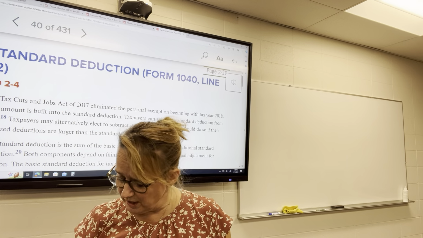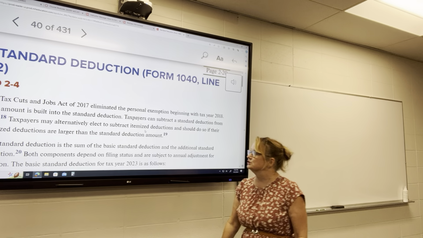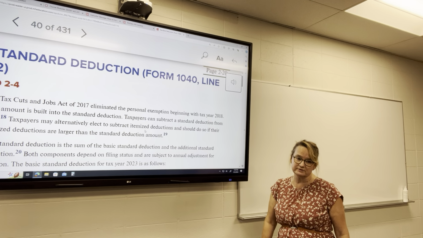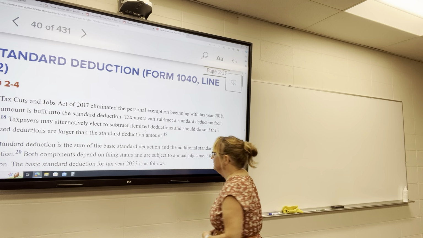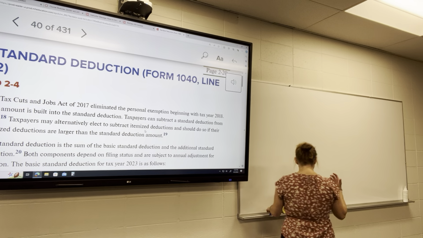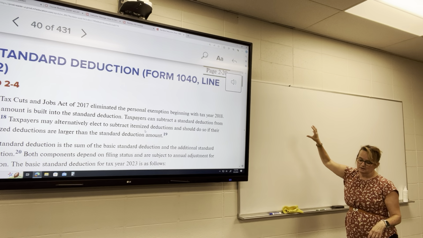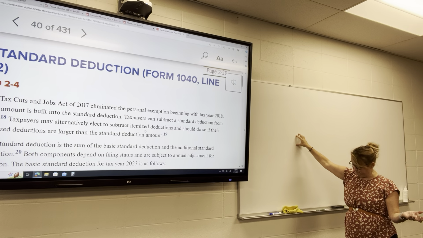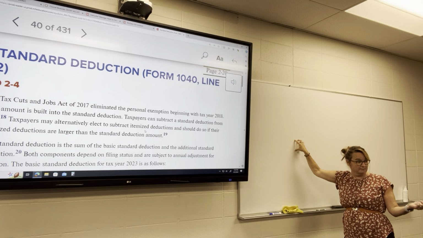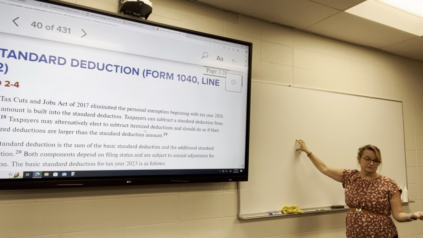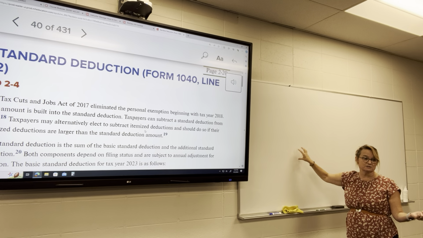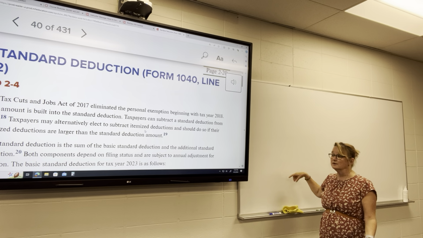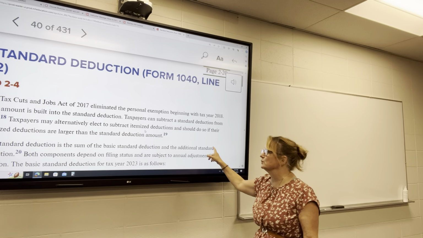So we're going to continue on here with chapter 2. We're going to finish up today, and we're going to talk first about the standard deduction. If you remember our tax formula, we start with our total income less our adjustments, if it's our expanded formula, to get to our adjusted gross income. And then from our adjusted gross income, we subtract our itemized or standard deductions before we get to our taxable income. So we've got those few steps that we have to go through in order to get to taxable income.